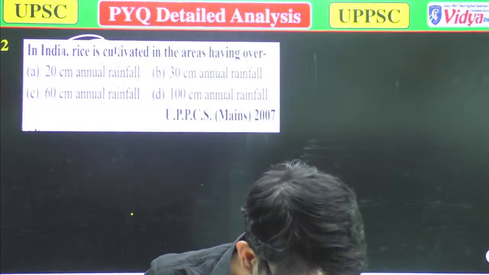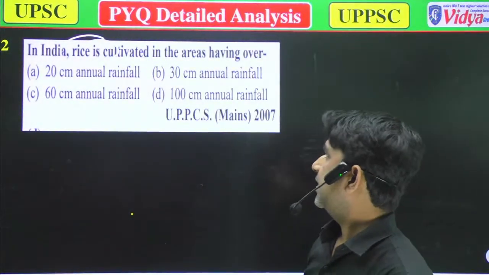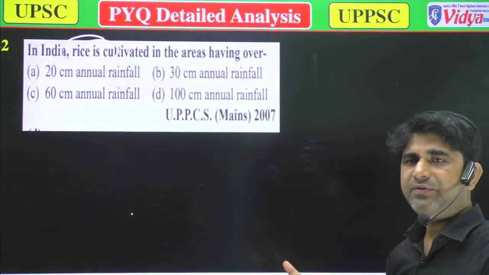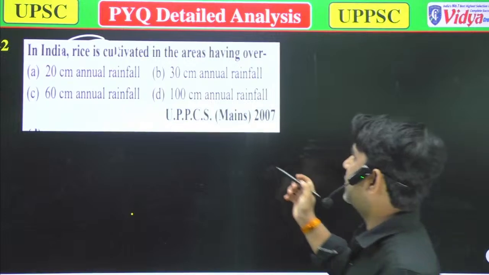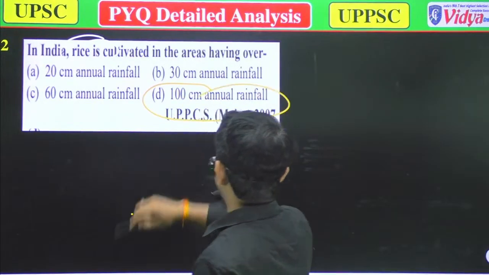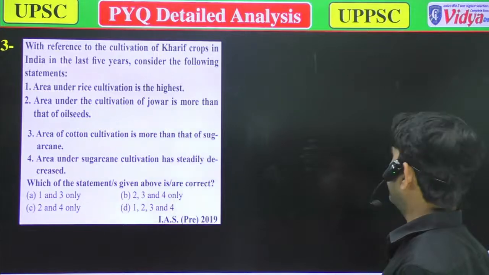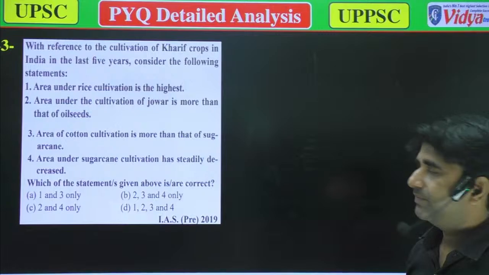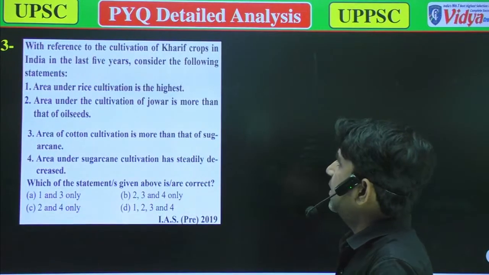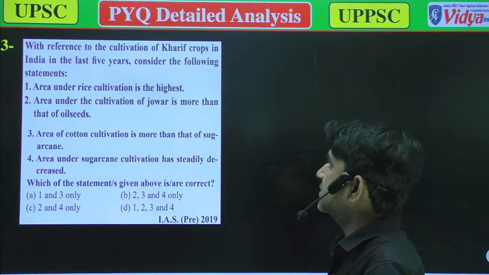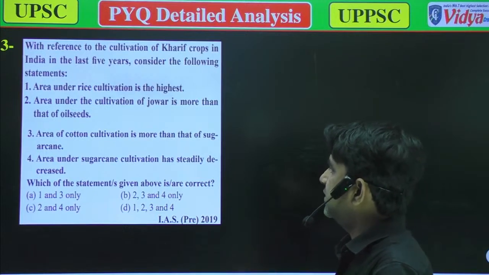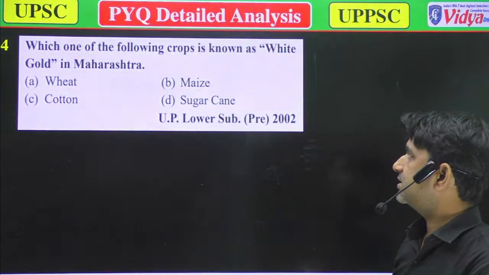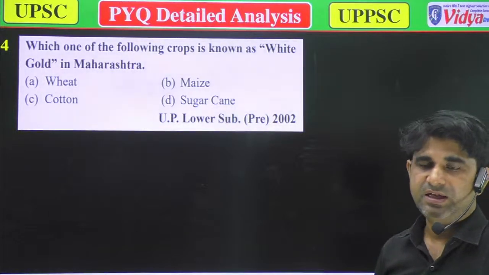Yeah, that's visible properly. So it's a good thing. So in India, rice is cultivated. That's question number 43. With reference to cultivation of kharif in the last 5 years, consider the following statements. B, cotton, C, maize, and D, sugarcane.